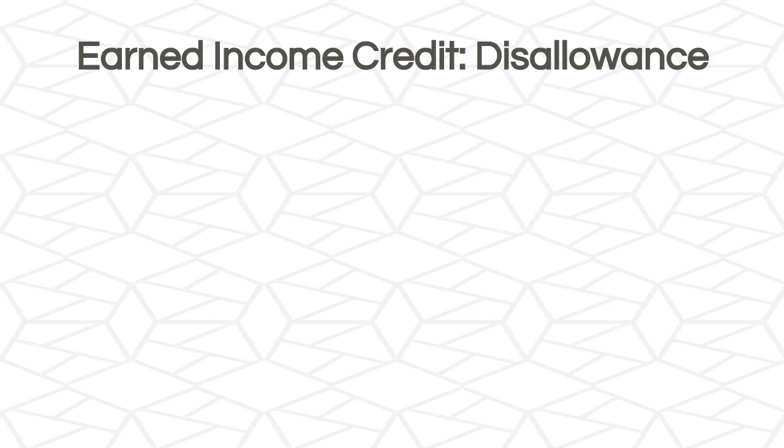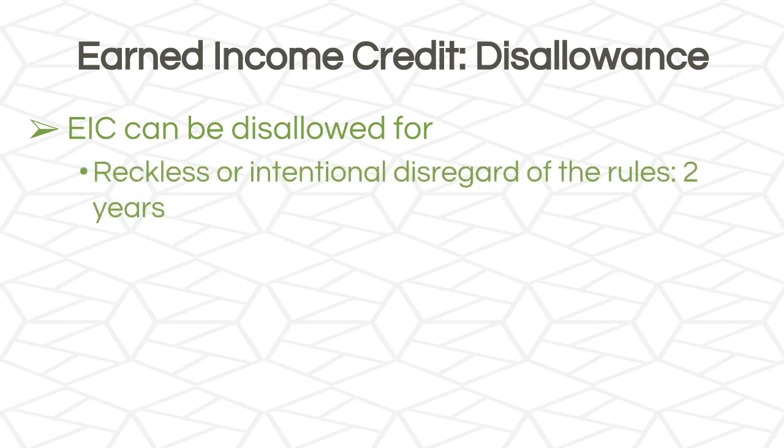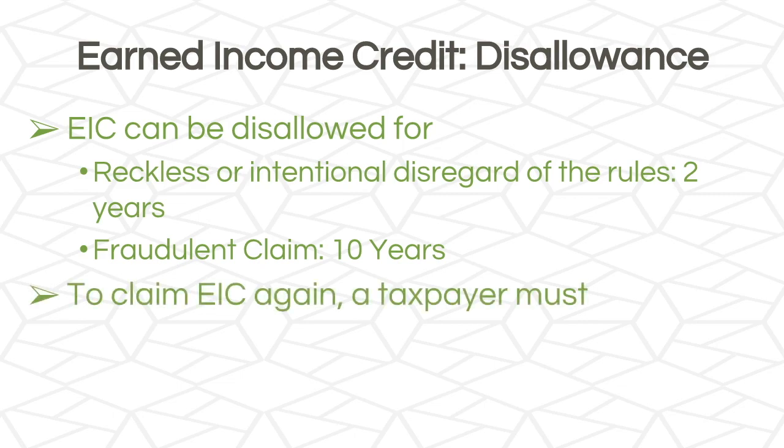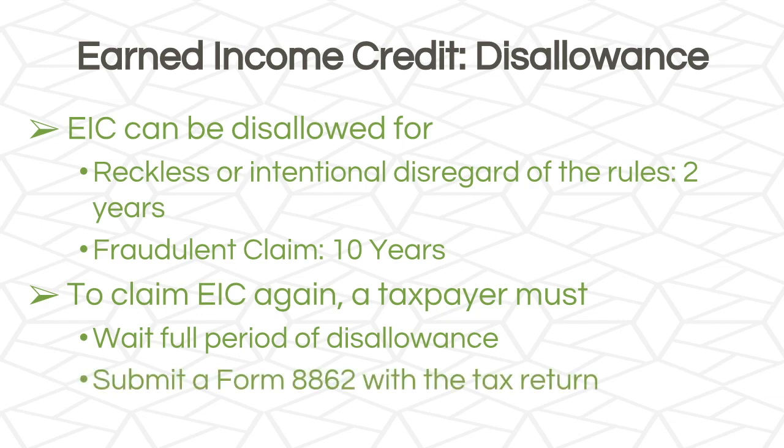Now let's talk about disallowance of the earned income credit. The earned income credit can be disallowed for reckless or intentional disregard of the rules, which causes a 2-year disallowance, or a fraudulent claim, which causes a 10-year disallowance. In order for the taxpayer to reclaim the EIC again, they must wait the full period of disallowance, and then after that, submit Form 8862 with their tax return, and that will allow them to start claiming EIC again.